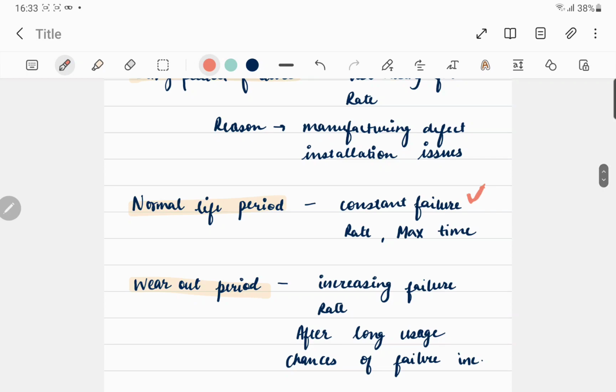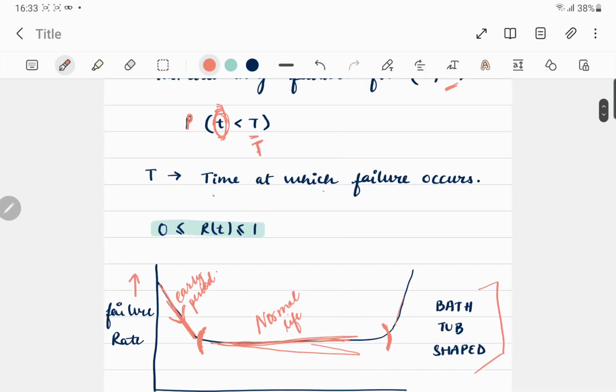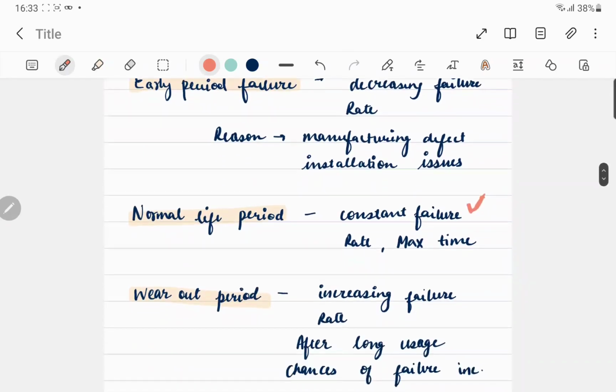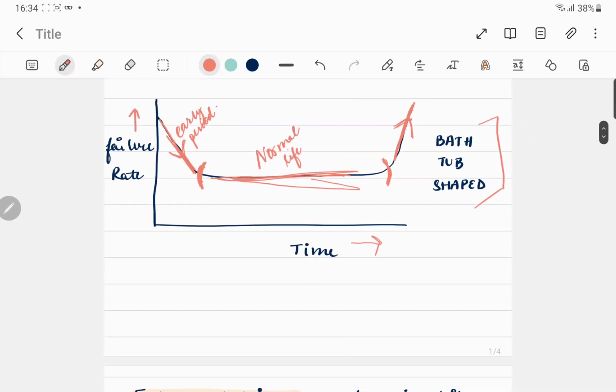Next is the wear out period. So this is where our failure rate increases. If you see, there is an increasing failure rate. This happens when the machine has been used for a very long time period, and hence it is supposed to fail, or eventually it will fail after a certain point, and its failure rate increases towards the end of its life cycle. So this was about this graph.